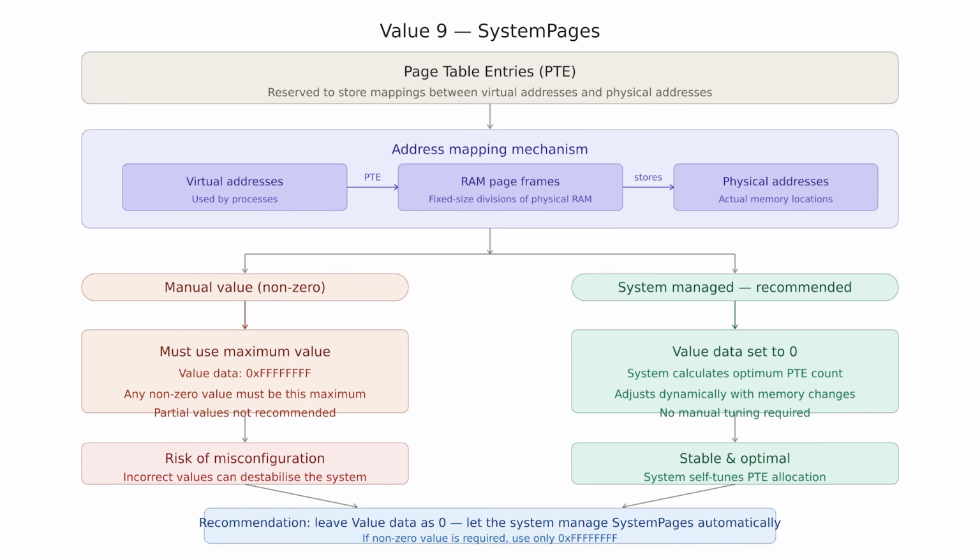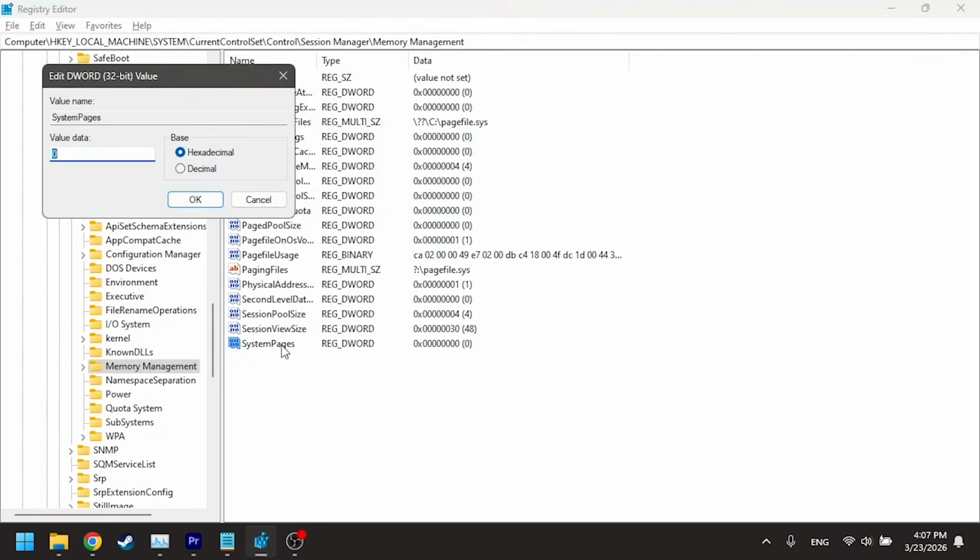If the value of system pages has to be other than 0, it must be allocated with the maximum value. However, it is recommended to leave it system managed, as the system adjusts and calculates the optimum value for this entry if the Value Data is left 0. Double-click this value to modify. In the Value Data, make sure the text field indicates 0. Click OK to save your changes.